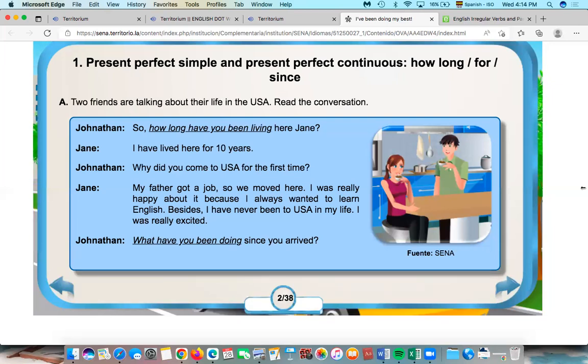Okay, Jonathan. So, how long have you been living here, Jane? I have lived here for 10 years. Why did you come to USA for the first time? My father got a job, so we moved here. I was really happy about it because I always wanted to learn English. Besides, I have never been to USA in my life. I was really excited. What have you been doing since you are here?